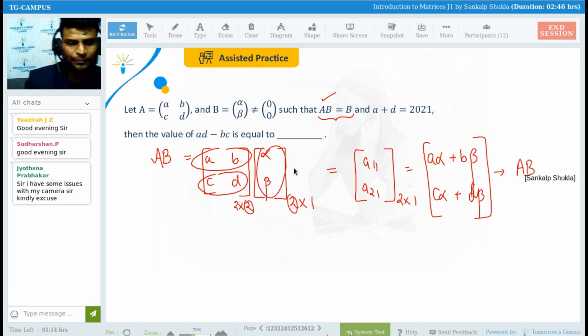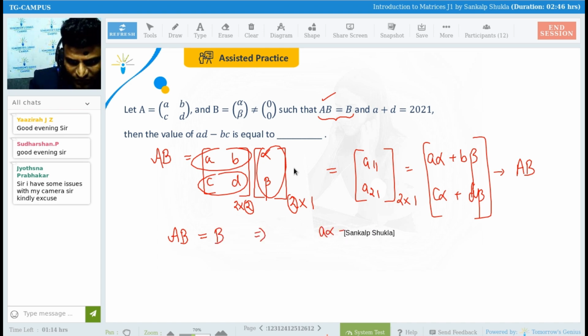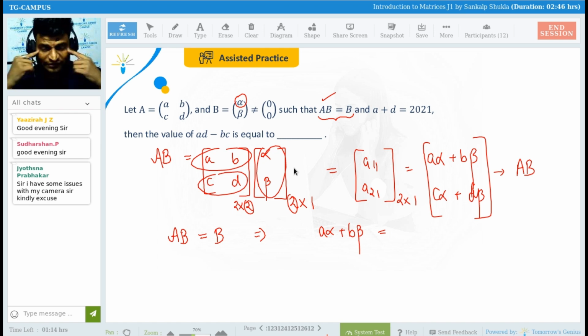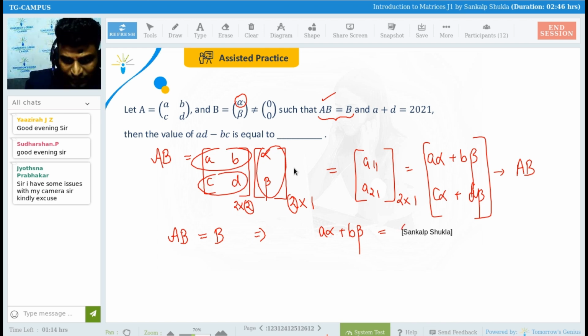So this is your AB matrix. Now once you put this AB matrix equal to B, that means A alpha plus B beta you are putting equal to, what is the B matrix? B matrix is alpha, beta only. If two matrices are equal, then you compare each and every element, right? Corresponding elements are equal. So the first element in AB, what is the first element in B? That is alpha. So it will be equal to alpha. This is your first equation and this is your second equation: C alpha plus D beta is equal to beta.